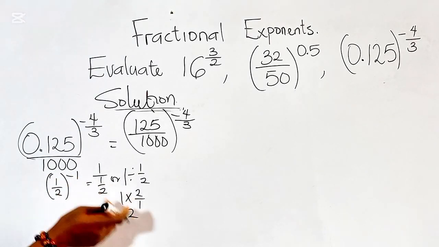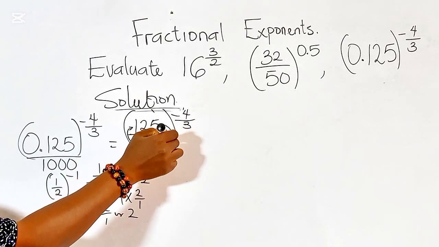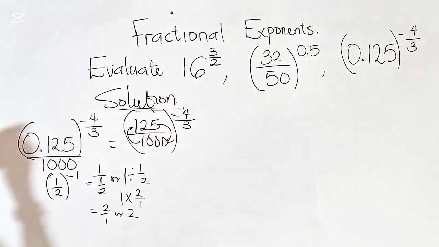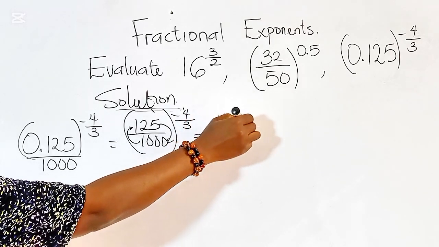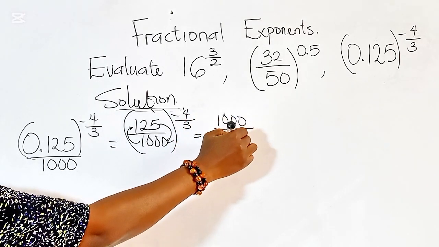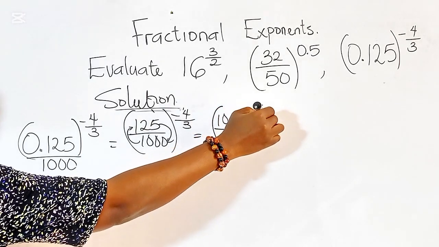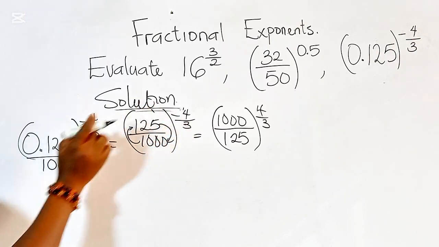Another way we find the reciprocal of fractions is to simply flip the fraction so that the numerator becomes the denominator and the denominator becomes the numerator. Let's apply that here. We're going to have 1000 all over 125 to the power of 4 over 3. Recall we have removed the negative power and have found the reciprocal.